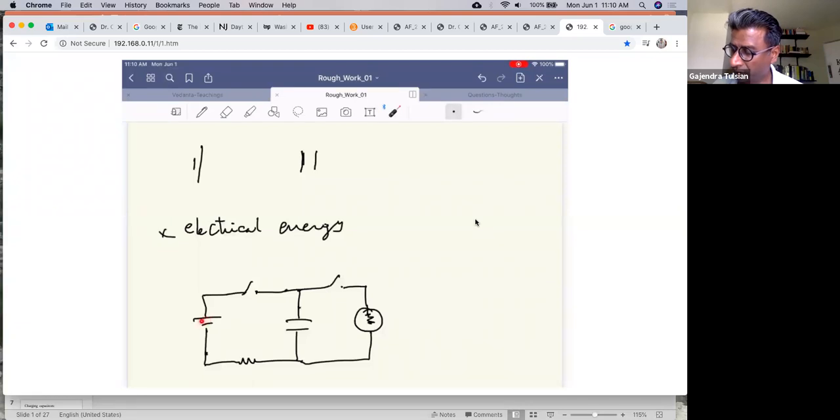So you transfer energy from a slow releasing device to a device where the energy can be stored and then released very fast. Okay, so that's a capacitor.